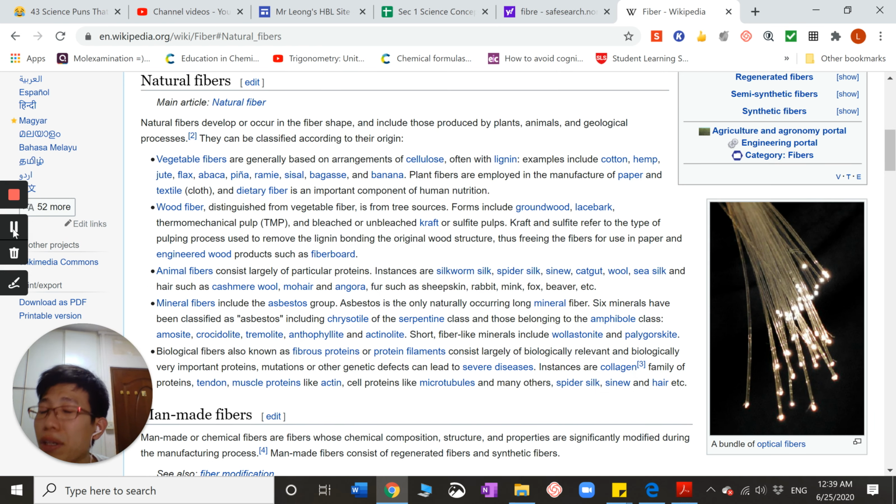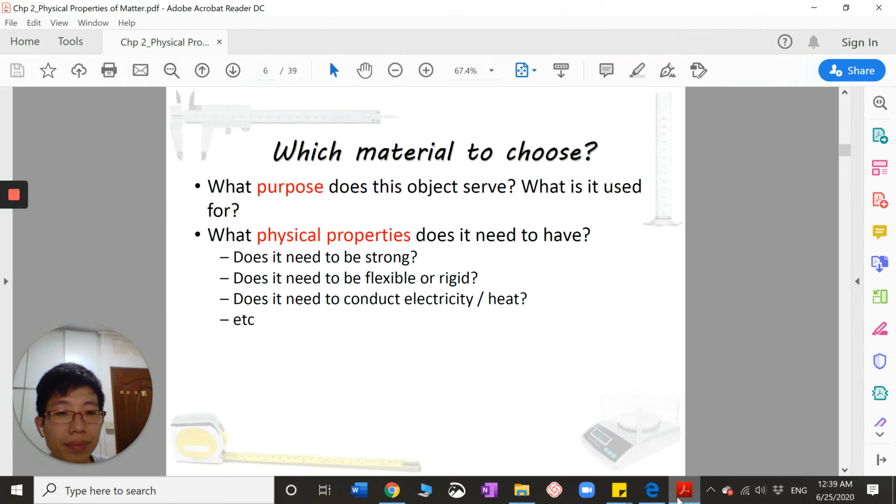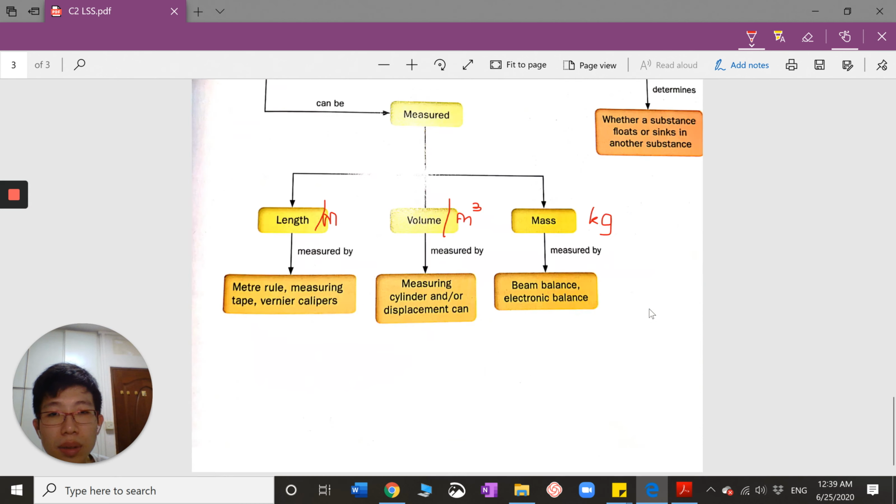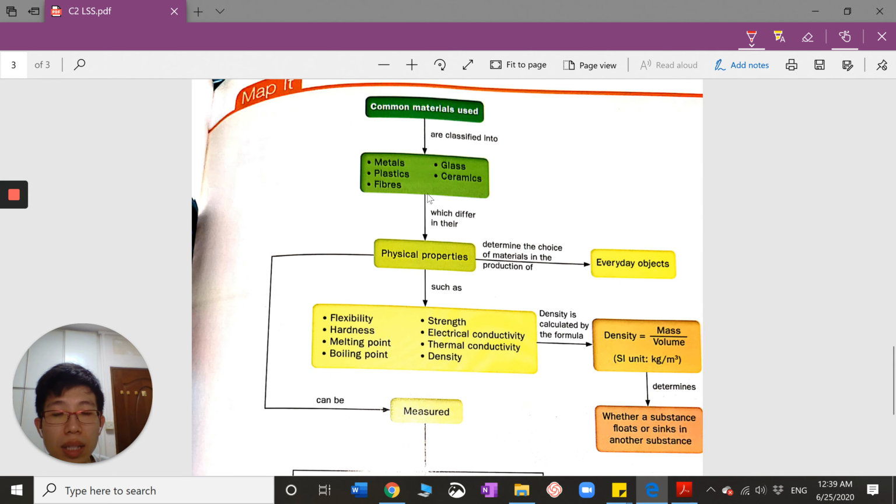Okay, I'm sorry, it's not made of glass. Fiber is like your cloth material, like those cloth fibers, right? When you put it together, you can make clothes. So these are the materials that we often deal with.